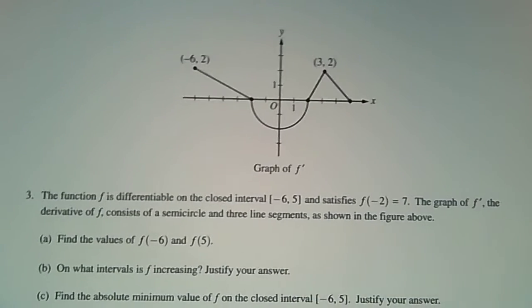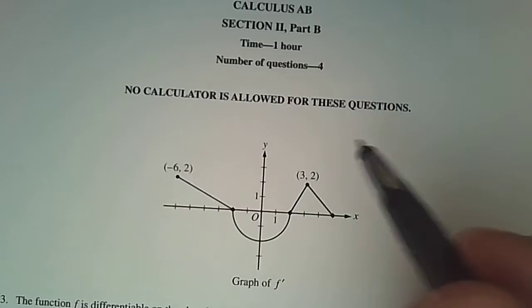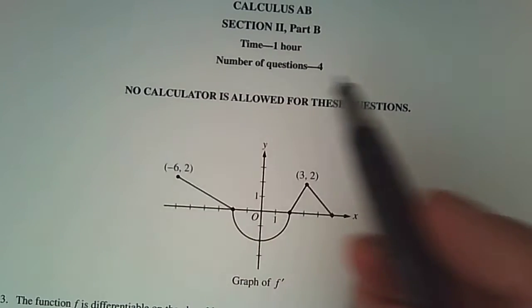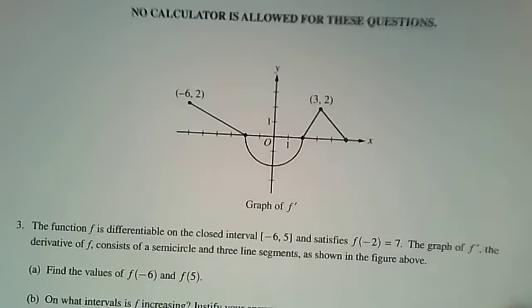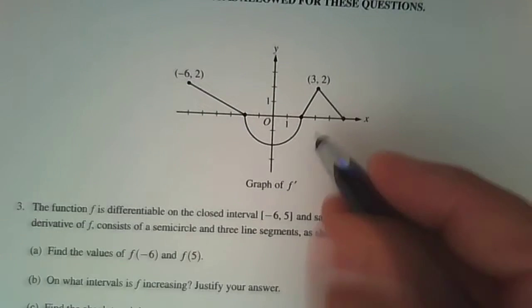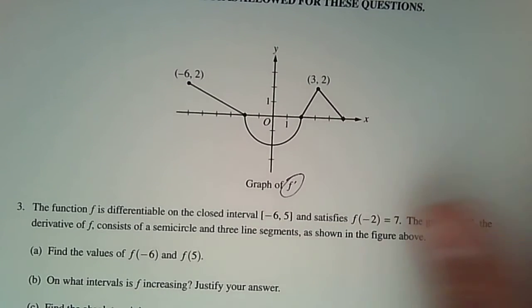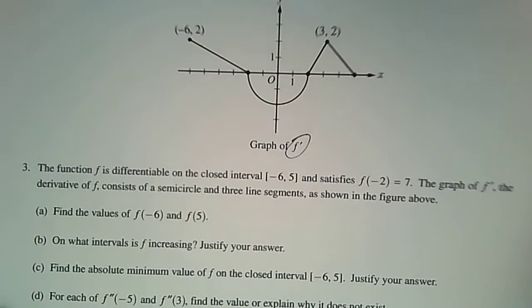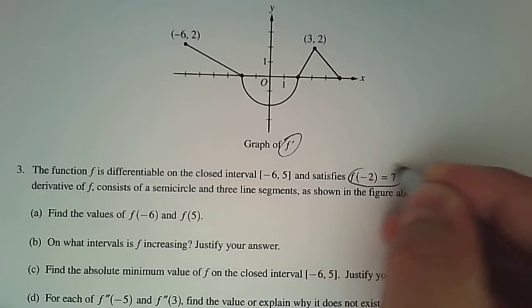All right, so here's your free response question of the day. This is the actual question that was used in 2017, question number 3. In this question, you're given a graph, and it's important to remember what the graph describes. It's the derivative of f that you're looking at. It says it's differentiable on that closed interval and satisfies that f at -2 equals 7.